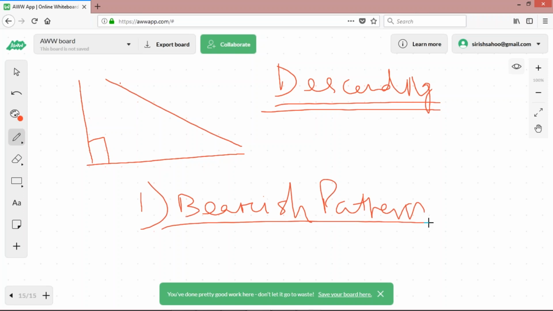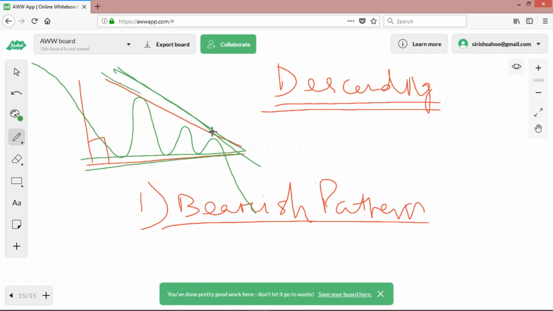Either we require a downside continuation, so it can be a continuation if the previous trend is downside. It can be a bearish reversal if the previous trend is upside. We can look into that, but basically it's majorly a continuation pattern, and that too a bearish continuation pattern. So this is the first thing to note down.